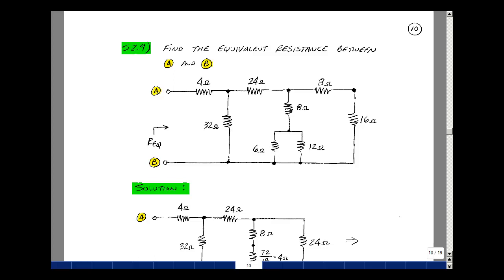This lesson deals with Supplemental Problem 2.9. You can find this problem in the course ebook in the Chapter 2 Supplemental Problems on page 10. Given this circuit, could you find the equivalent resistance looking in terminals A and B?